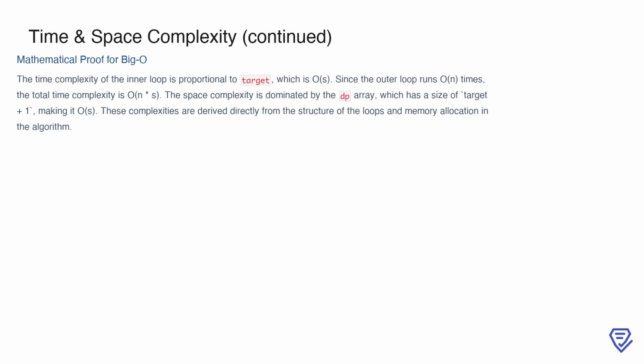These complexities are derived directly from the structure of the algorithm, specifically the nested loops for filling the DP array and the memory allocation required for the DP table. This mathematical analysis confirms the efficiency of the dynamic programming approach for solving the partition equals subset sum problem, especially when compared to less efficient brute force methods.